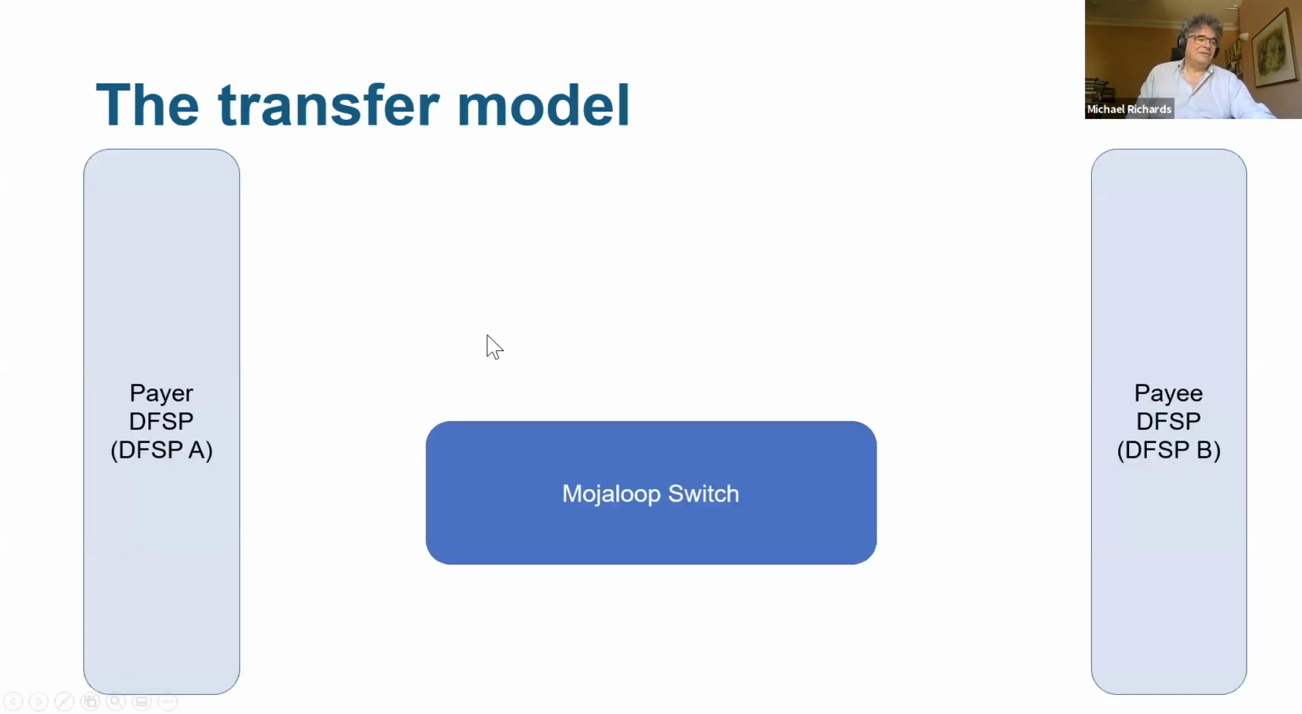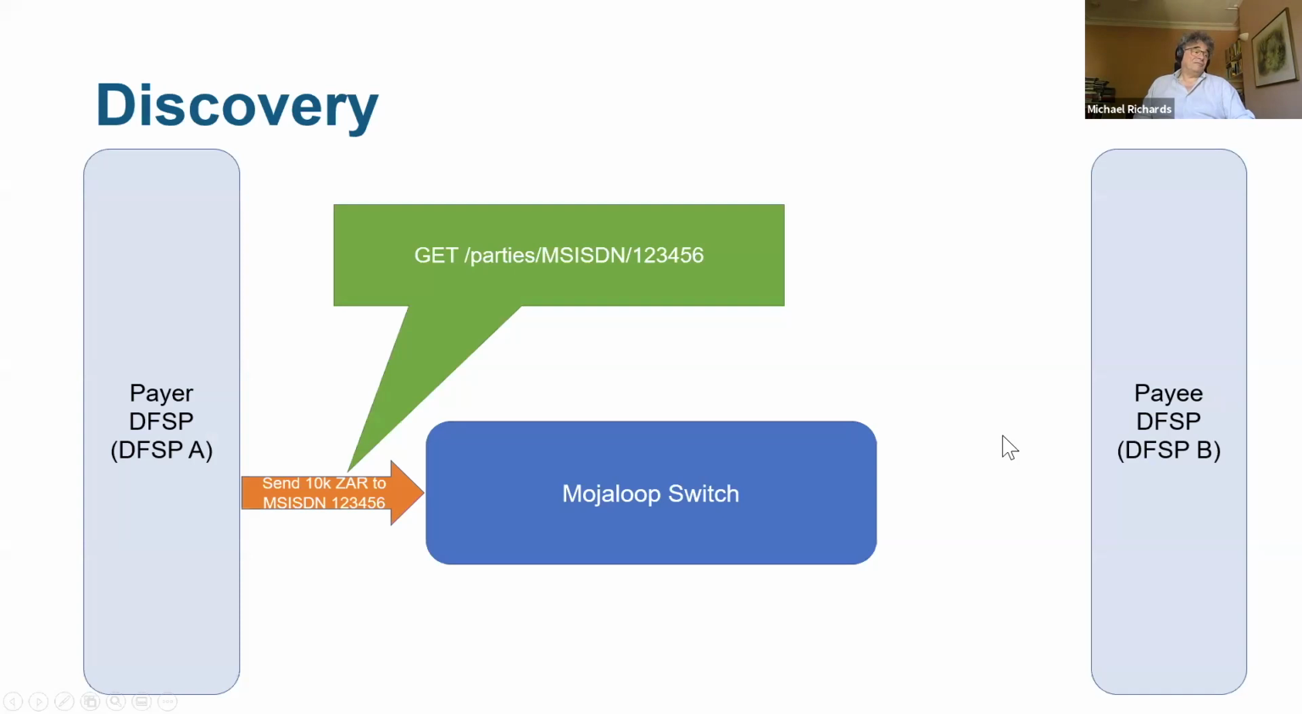Right, so let's look at the transfer model. On the left hand, we've got a payer DFSP. In the middle, we've got a switch. And on the right hand, the payee DFSP. So we start off with the payer DFSP saying, I'd like to send money to this phone number. At the moment, it doesn't say how much is involved. It just says, I want to send to this phone number.